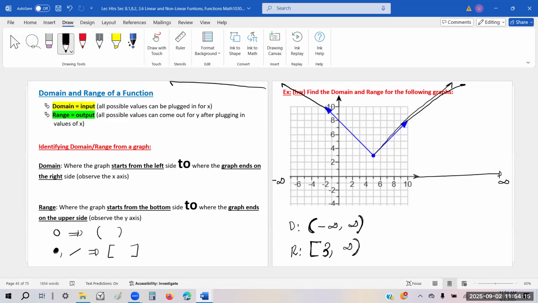Three. Sorry, my bad. See your brain? He told me 2. My brain got stuck. 2. But then I said actually 3. So smallest y is 3.